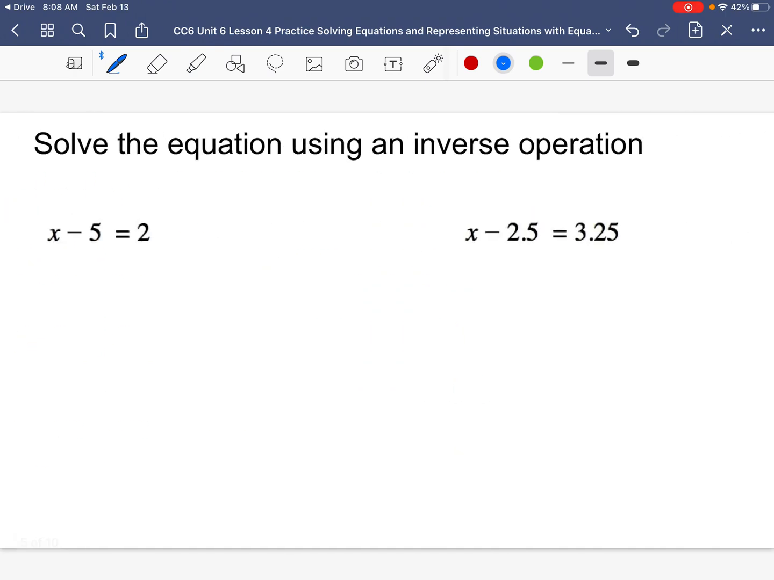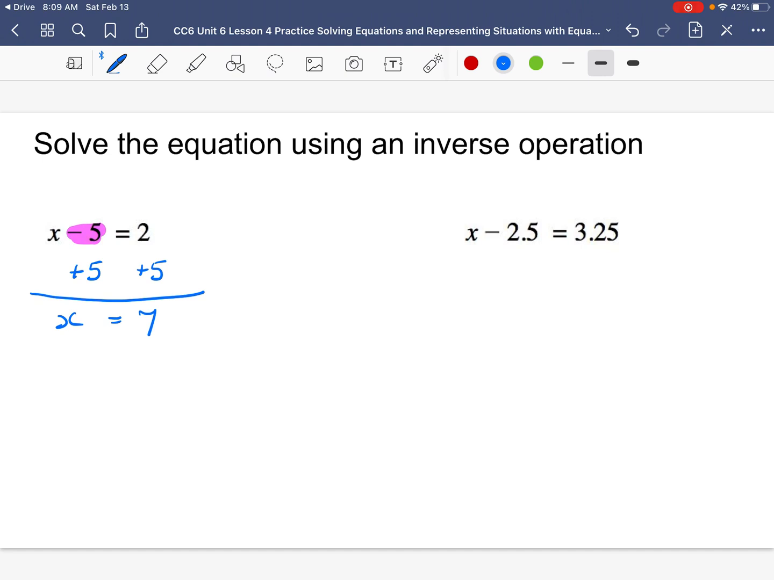Now let's look at subtraction. What would our inverse operation be here? The inverse operation for subtracting 5 is adding 5. So I'm going to add 5 here, and I've got to add it to both sides to keep the equation balanced. And I end up with x equals 7.